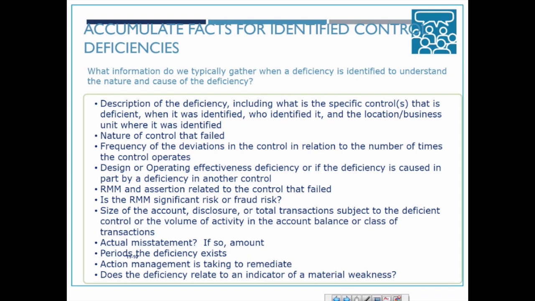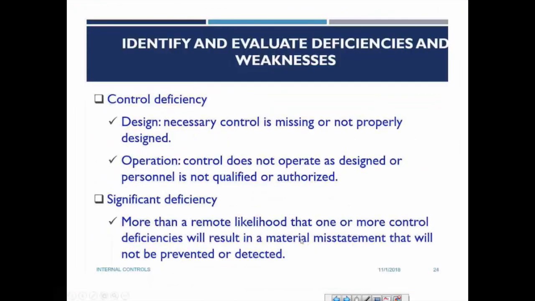Because if the objective of internal controls is that it prevents or detects a material misstatement on a timely basis, the fact that the auditor finds a material misstatement would suggest that there's a breakdown in internal controls. There's some deficiency in internal controls. Right? What's the period that it exists? What actions is management taking to remediate the deficiency? And does the deficiency relate to an indicator of a material weakness? So those are some of the facts that the auditor considers as they're evaluating.